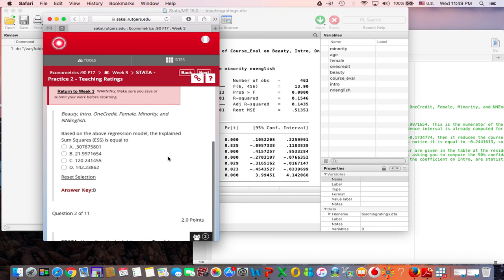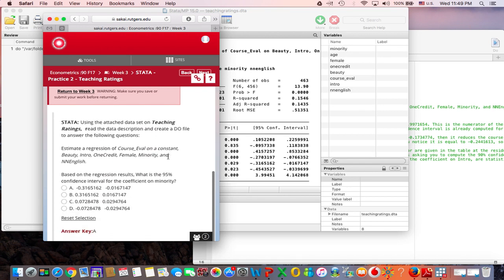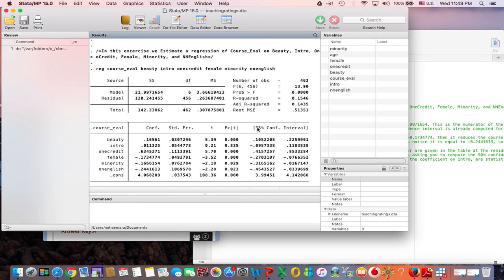The second question is based on the 95 confidence interval on the variable minority. So I'm asking you about the variable minority, and the good news is the 95 confidence interval is already in the output, and the variable minority is right here. So I'm asking you actually about these numbers, okay?